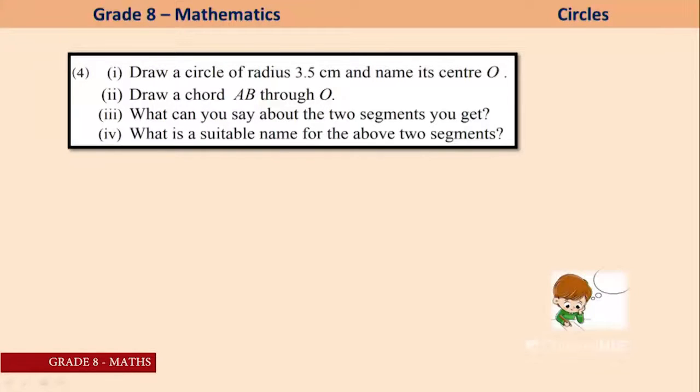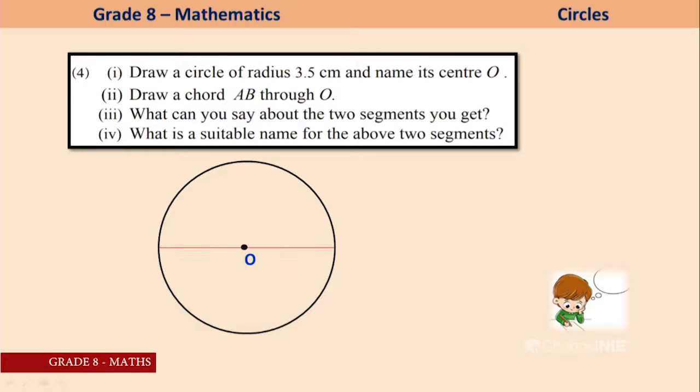Draw a circle of radius 3.5 centimeters and name its center O. Okay, children, take your compass and draw the circle. Take the 3.5 centimeters for this compass and name its center O. The second one, draw a chord AB through O. Then you have to name this chord as A and B.